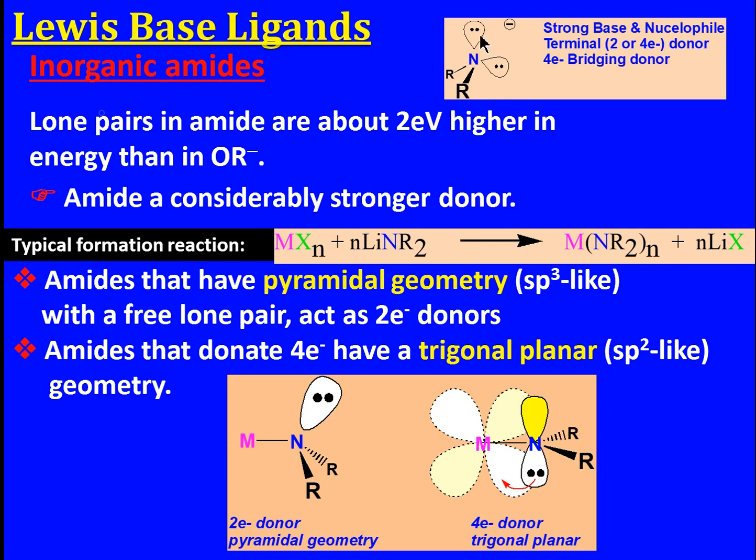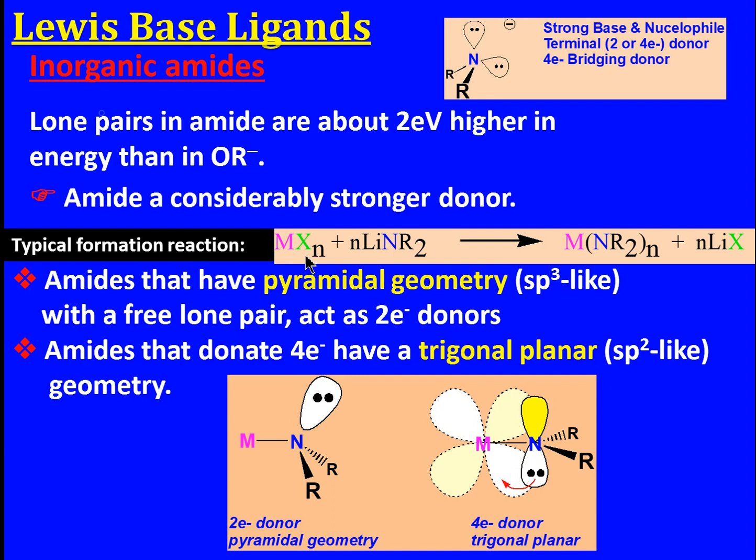According to DFT calculations, density functional theory, the lone pair of amide is about 2 electron volts higher than in alkoxide. That means the lone pair of amide is a better donor than in alkoxide because it's less stable. So amides are considered good sigma donors, better than alkoxides.